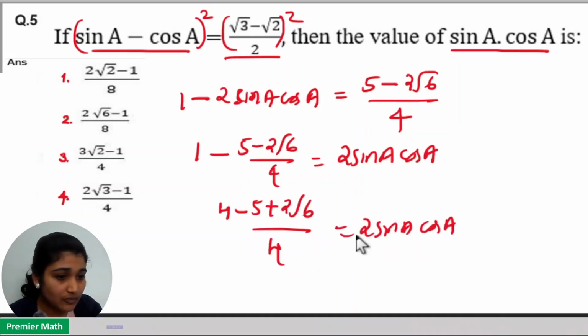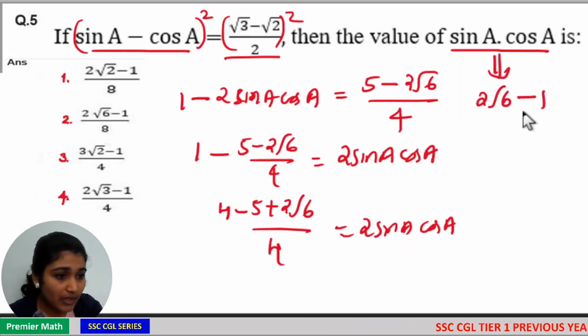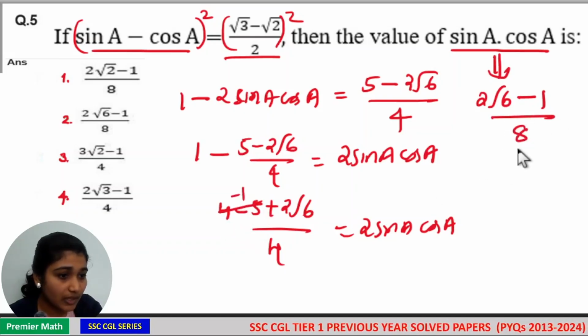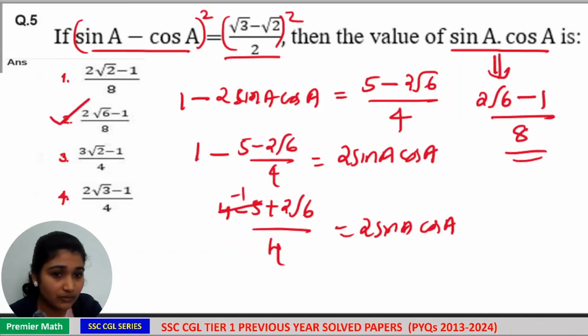Here, if you transfer this 2 here, this will become 2 root 6 minus 1. This is minus 1 divided by 8. Option 2 is your answer.